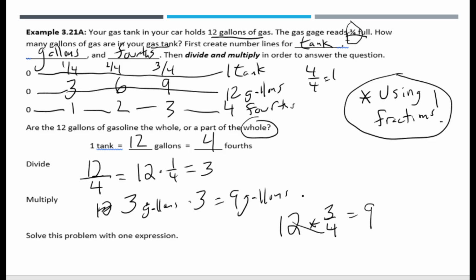So when doing problems involving a whole number and a fraction, if I want less than the whole, I should get a smaller number, which I do. And it involves a combination of division and multiplication.